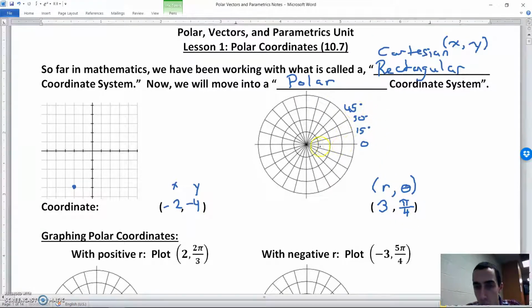We know that, and so let's start out 3 units away, which would start us out about right here, and then rotate it pi over 4 radians, or 45 degrees. That's going to land us right here. And so this is where our point 3 comma pi over 4 would be located. Let's scroll down a little bit.